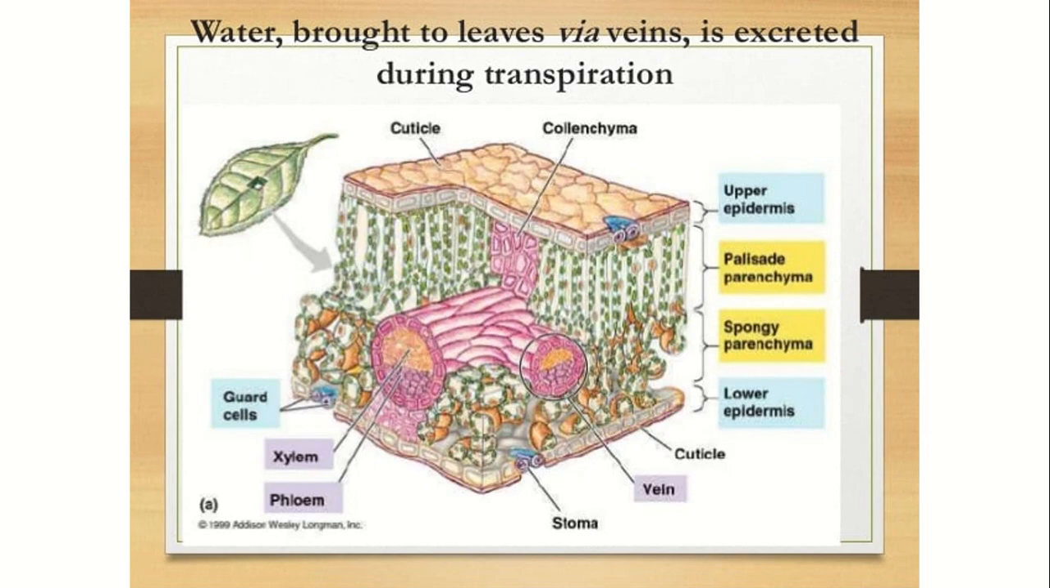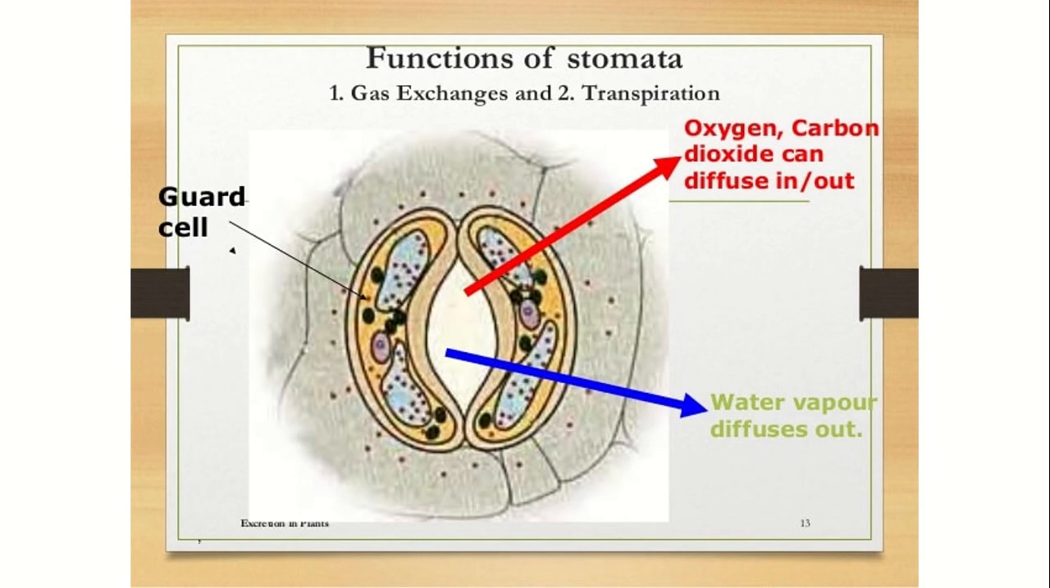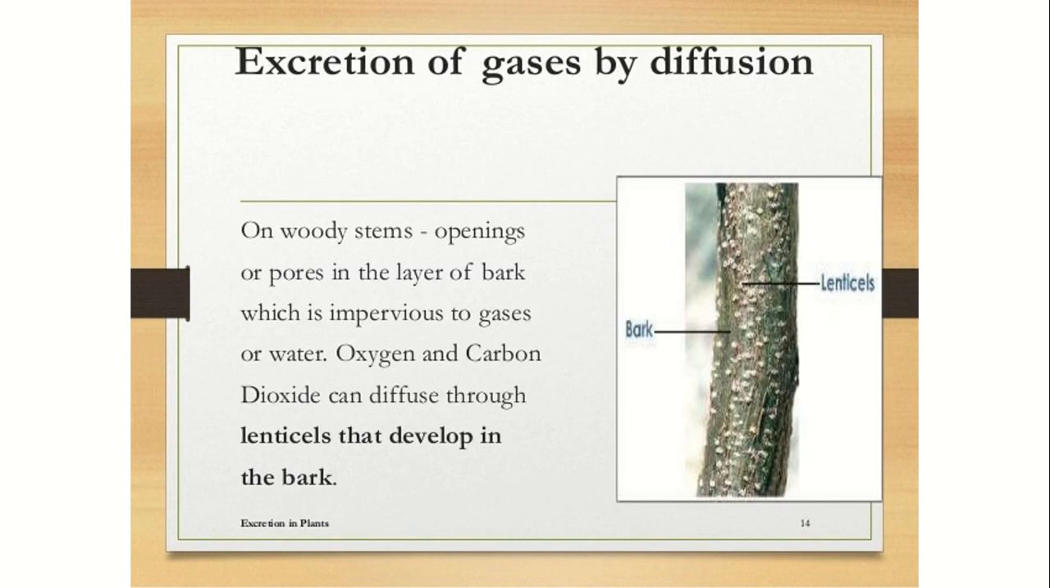Water. Water is brought to leaves via veins. It is also excreted during transpiration. Transpiration mainly occurs on the leaves through pores called stomata, where gas exchange also happens; oxygen is given out and water vapor also diffuses. Next, you might have seen on the woody stem the opening of the pore or a layer of bark. These are also waste material produced by a plant.